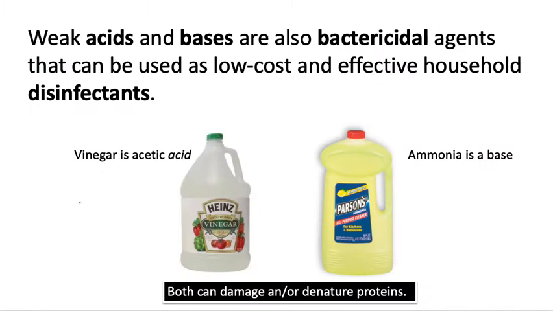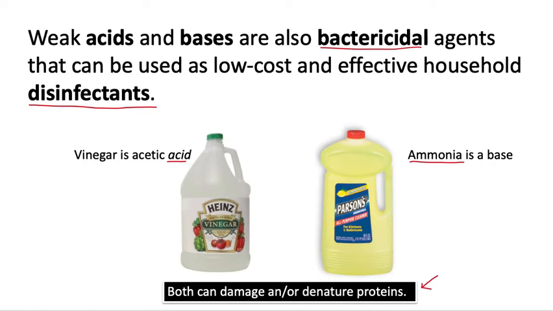All right. Now we have acids and bases. An example of an acid would be something like vinegar. Vinegar is acetic acid, so it's a weak acid, and ammonia is a base. So acids and bases will also damage proteins, so that is the mode of action right there. They damage proteins, they're bactericidal, but they are not strong enough to sterilize. They can disinfect.